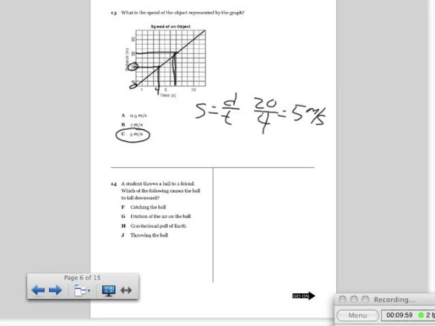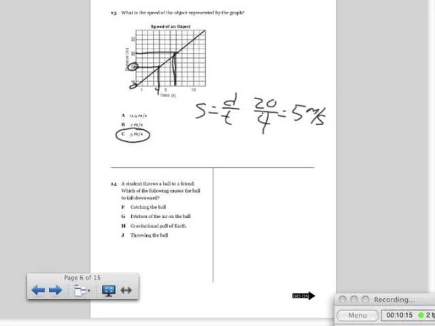Any questions on that one? Quite a few people missed it just because they weren't too sure how to work that, okay? I did an example of this in the 6 weeks review video on YouTube, and also had an example in class before the test. Okay, 14.